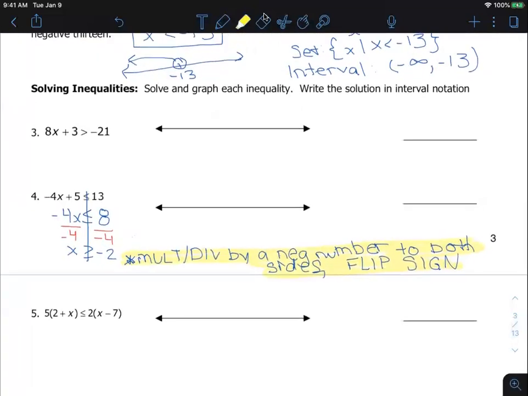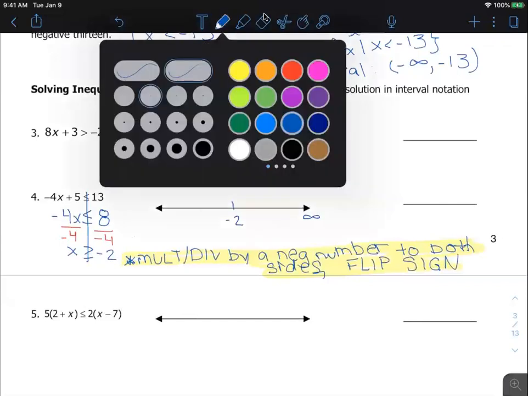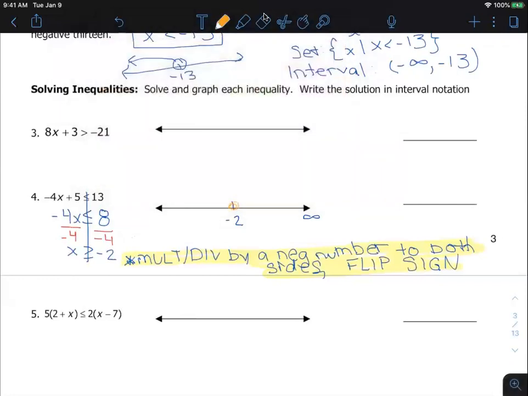It says write the solution in interval notation. Okay. So in interval notation, x is greater than or equal to negative 2. I like to look at the picture first. So if this is negative 2, x is greater than or equal to it, so that means it's going to go towards infinity. So I'm going to go ahead and do a closed dot at negative 2. I'm going to color it in as best as I can, and it's heading towards the right.